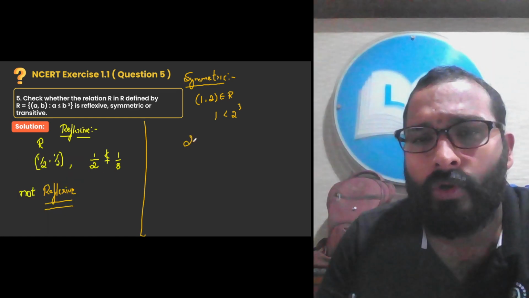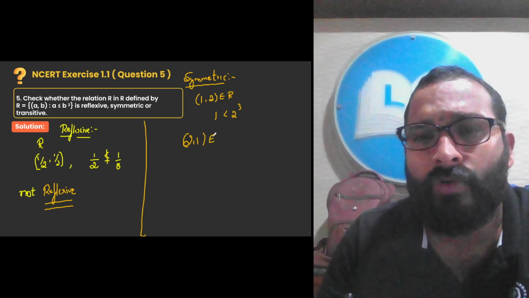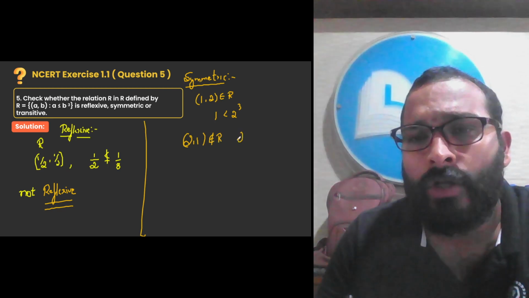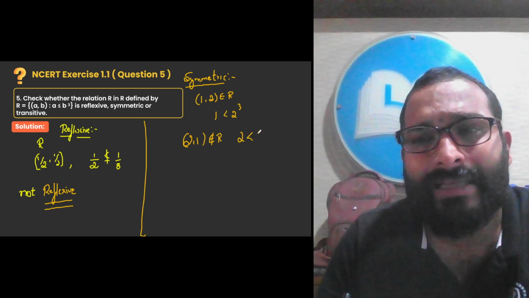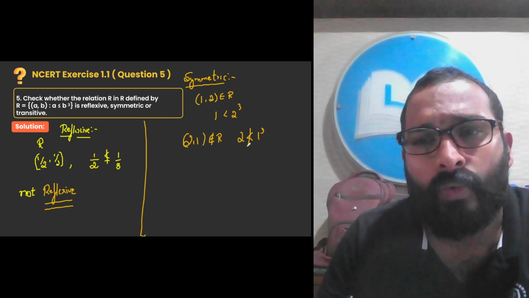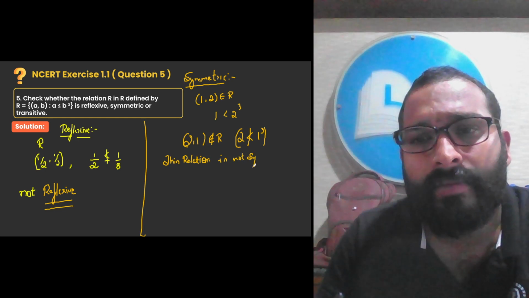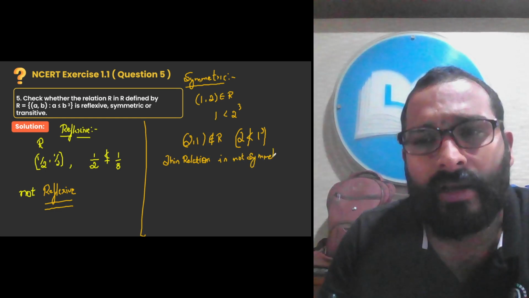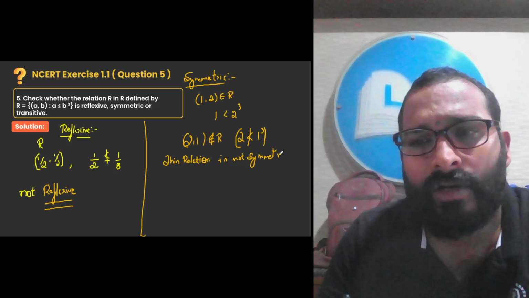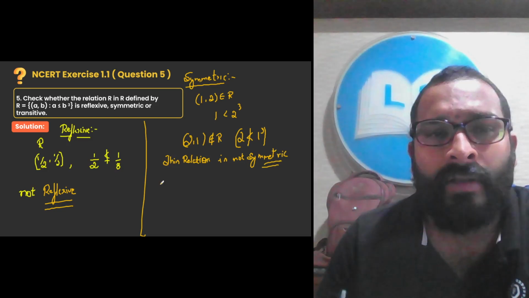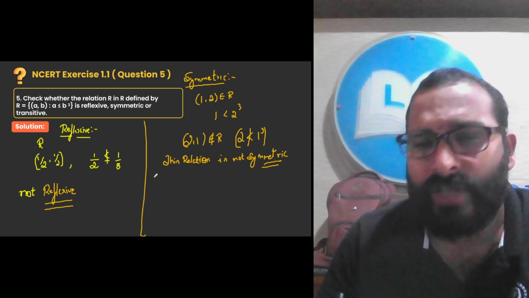But what about (2, 1), children? (2, 1) does not belong to R. Why? Because 2 is not less than or equal to 1 cube. Not true, correct? In that case, you can write, this relation is not symmetric. So we know that it is not reflexive and not symmetric, let's now check for the transitive condition.